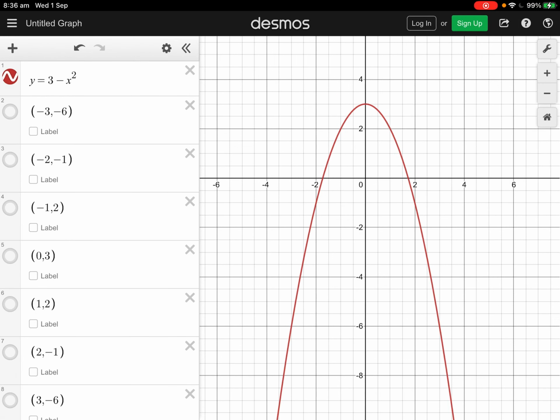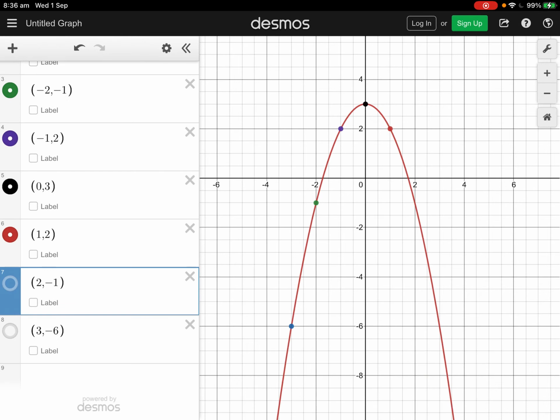Okay, now I'm going to put my points into Desmos to check that the points match up. So our first point was -3, -6. Yep. -2, -1. -1, 2. 0, 3. 1, 2. 2, -1 and 3, -6. So all those points lie on our parabola, so that means that we're correct.